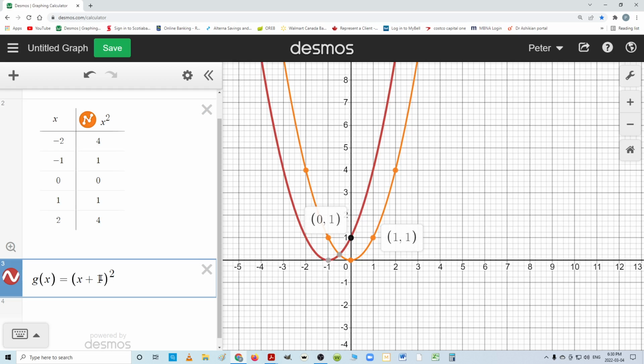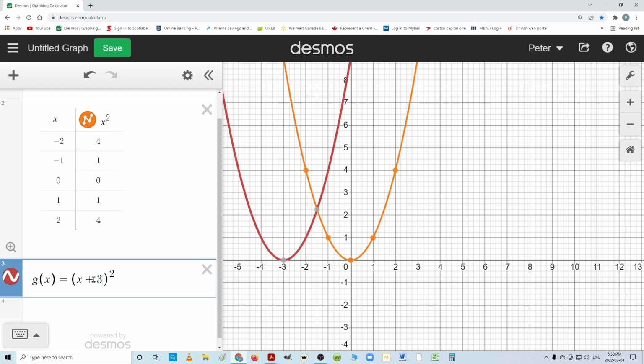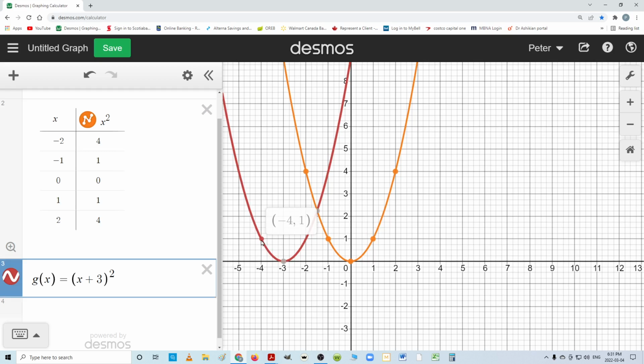Let's add 3 and see what happens. So this was 0, 0. Let's subtract 3 from the x value. It should be -3, 0. Sure enough, it is. What about here? -1, 1. What if I subtract 3 from the x values? I should get -4, 1. Sure enough, I do. And you might say, well, why is it doing it? Why is it moving left?